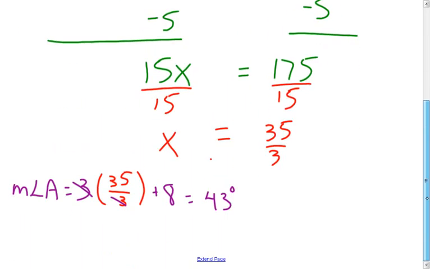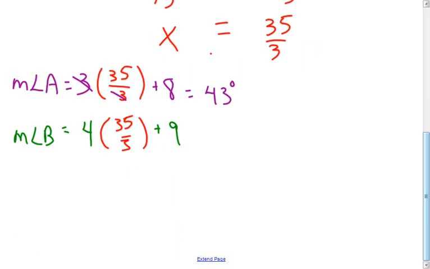If I move on now, go to the measure of angle B. That one's 4x plus 9. The measure of angle B equals 4 times my x, which is 35 thirds again, plus the 9. Now on this one, the fractions don't work out as well, but if you were to punch that into your calculator or work it out long way, it comes out to be 55 2/3 degrees. Yes, angles can come out to be fractional measures.